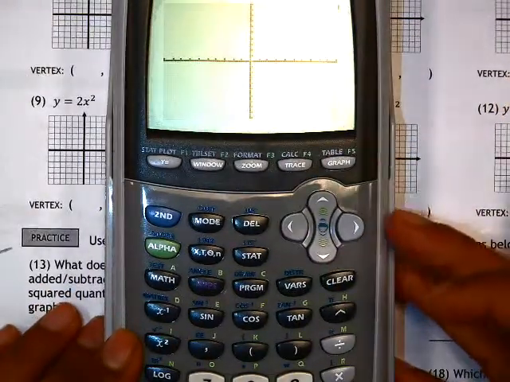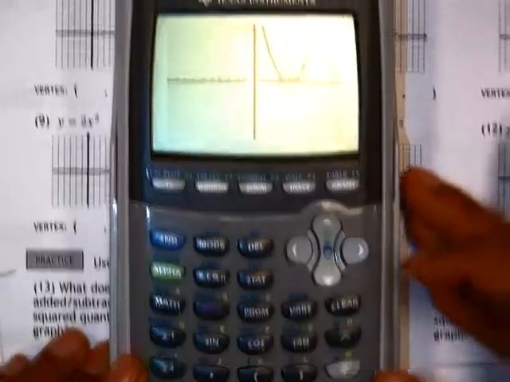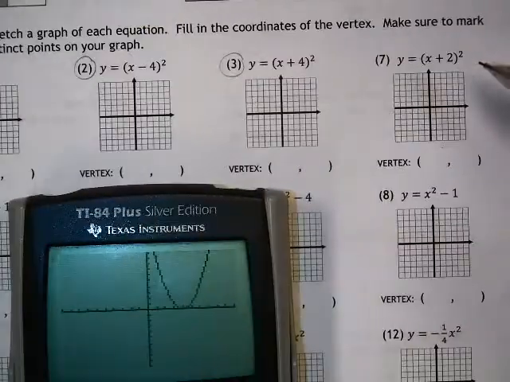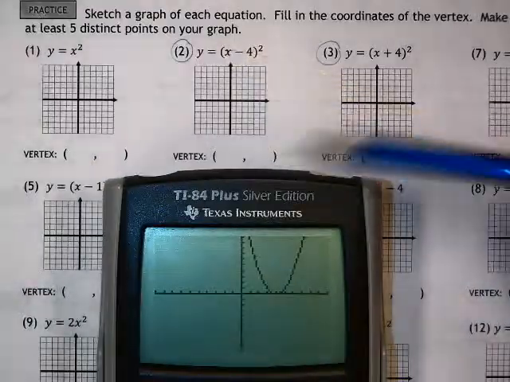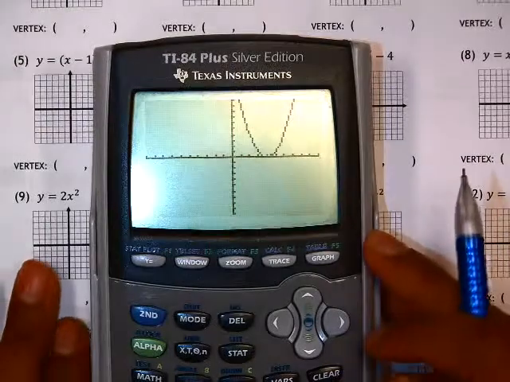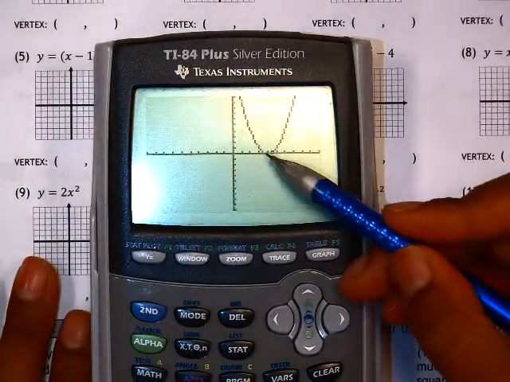I'm going to hit graph. Okay, so we see the graph here, and the instructions say to make sure to mark at least 5 distinct points on the graph, including the vertex. So we can see the vertex is right here.